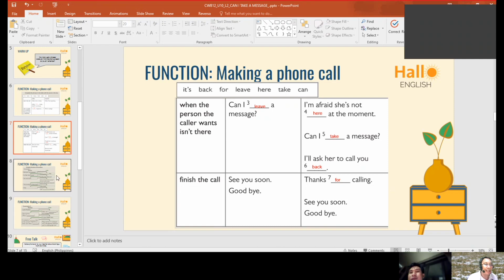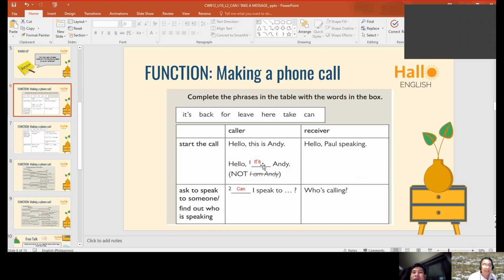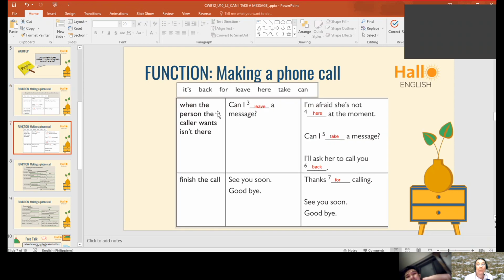Now, in this particular lesson, we have to remember that in a phone call, we have the so-called starting a call. It's very important to understand how to start the call. And then it's very important that you ask to speak to someone, or find out who is speaking. And after that, if the person is not around, you can leave a message. So it's very important that you leave a message.